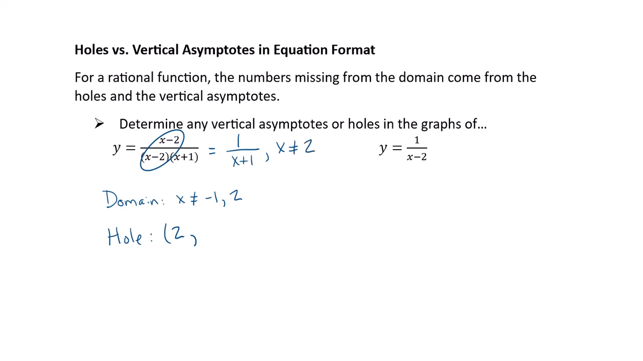Now, what is the y when x is 2? 2 plus 1 is 3, so we would have the point 2, 1/3 is where our hole in the graph is. The other, x equals -1, is a vertical asymptote.